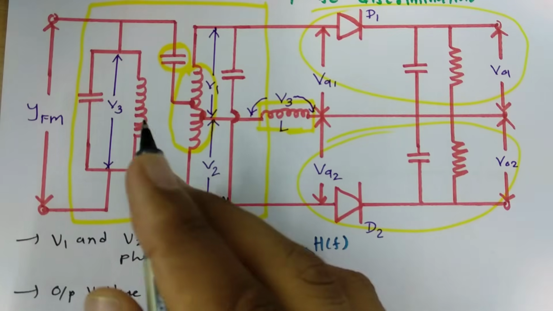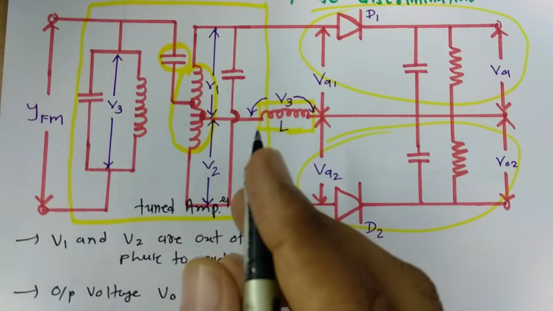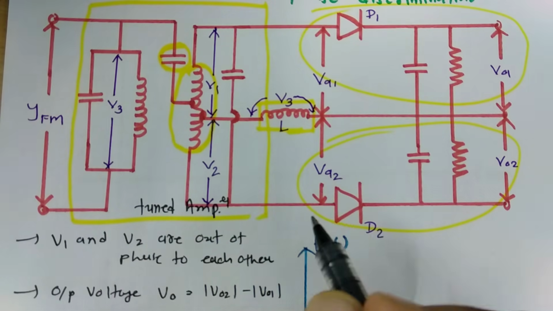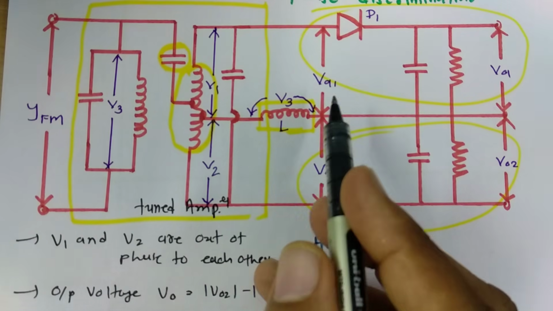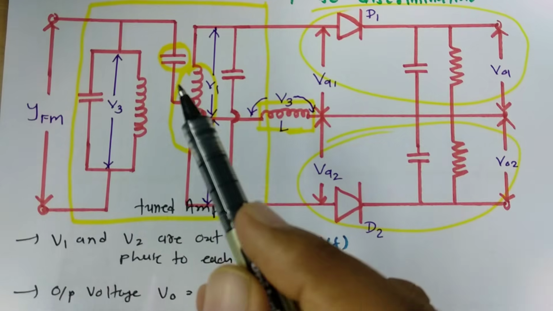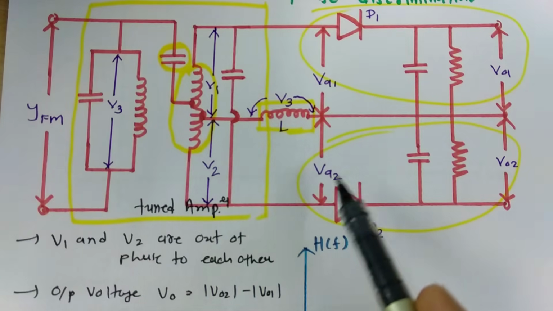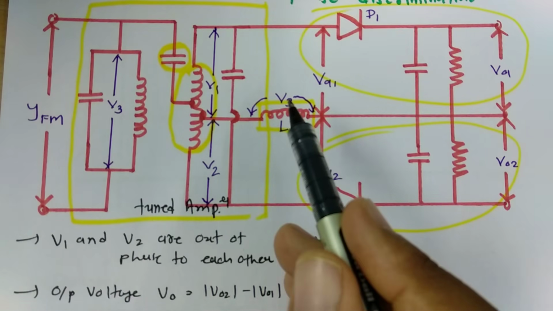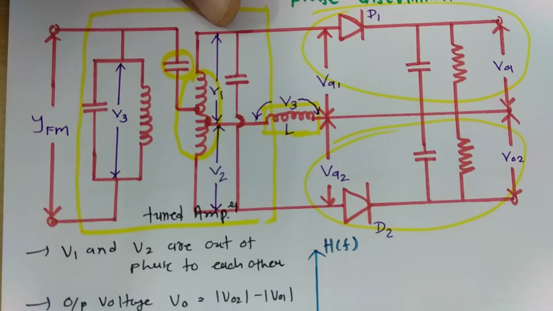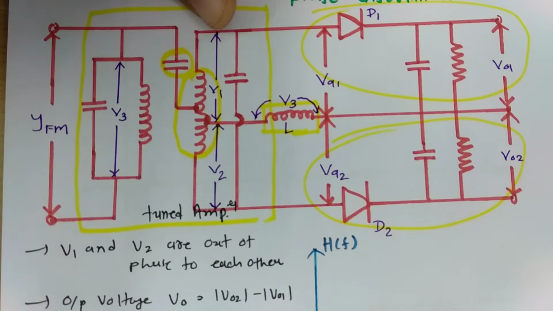So to understand its working, I'll explain three cases. Based on that you can understand how the voltage at VA1 and VA2 appears. But before that we need to understand V0 is V2 minus V1, and VA1 we can calculate as V3 plus V1, and VA2 we can calculate as V3 plus V2. Now there are three cases which I'll be explaining, but before that let us see the characteristic of the tuned amplifier.